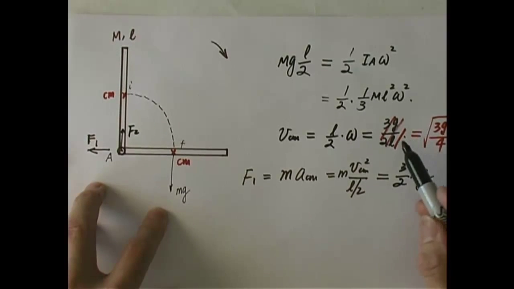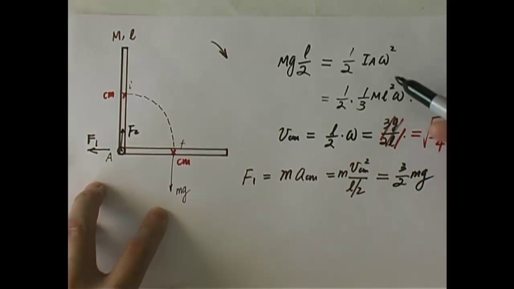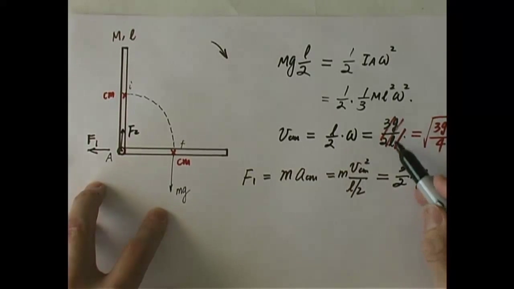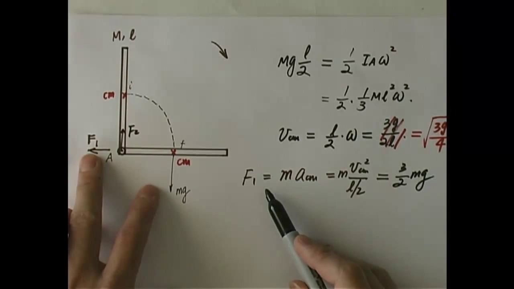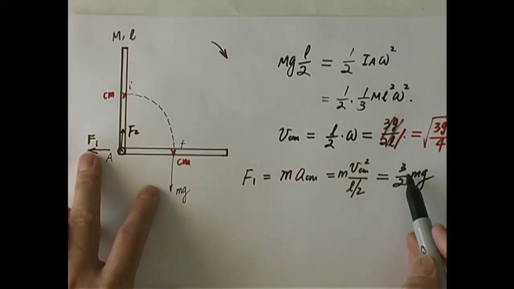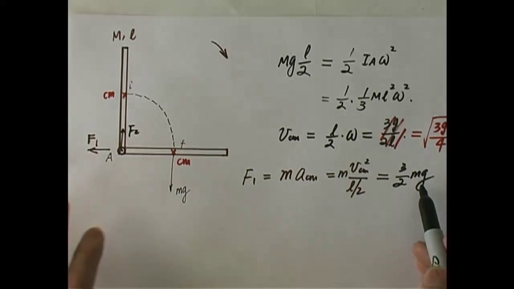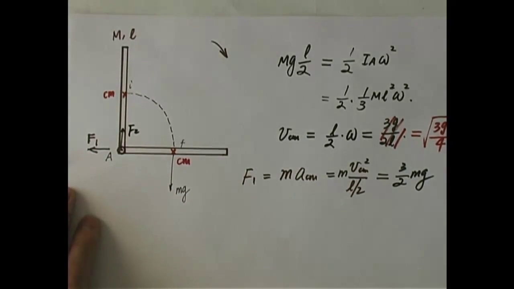Okay, there was an algebra mistake here. If you solve this, you'll find VCM should be the square root of 3GL over 4, not 3G over 2L. And you plug that VCM in, you'll find that F1, the horizontal force at the hinge pulling the rod inward, is 3 over 2 mg. Okay, it's 1.5 the weight of the rod at this moment.